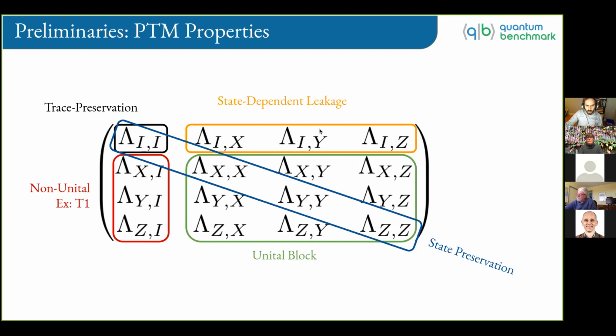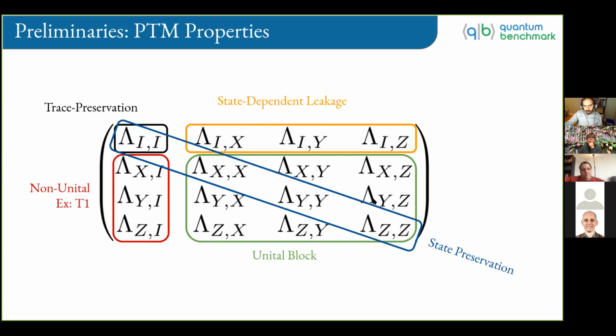And this orange one at the top is state dependent leakage. So this is changing the trace of your density matrix as a function of what the state is. And then we have a non-unital piece. An example of this is a T1 process. So you'll be, even if you put in a completely mixed state, you'll be going in some direction like Z because of thermalization.